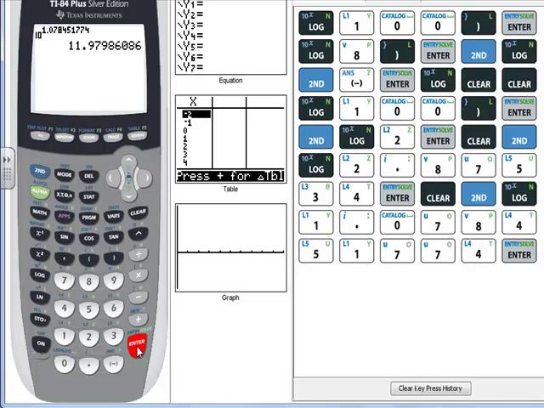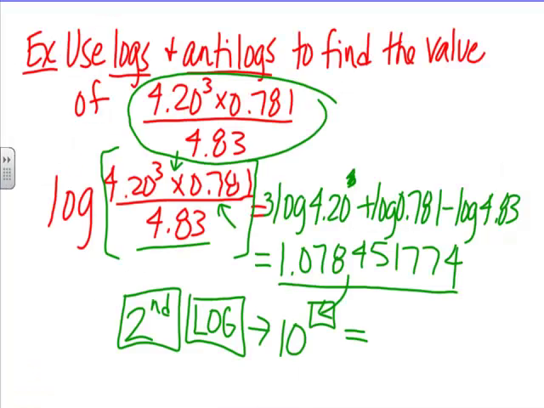And it's asking me to round to the nearest tenth. So when I look here at the tenths position, I see that 7. I'm going to round up to 12.0. Okay, so once again, I think this is not the best problem, but it gives you an opportunity to review these laws that we've learned.